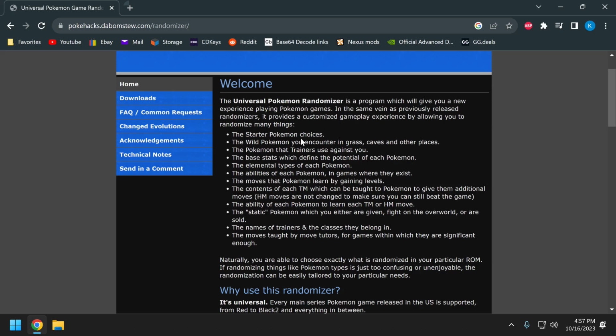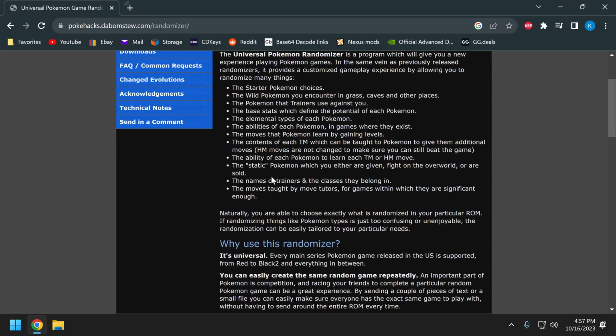Alright, so there's a whole bunch of things you can randomize. You can randomize your starter Pokemon. You can randomize wild Pokemon that you see. You can randomize Pokemon that trainers are using. You can randomize stats. You can randomize the types of Pokemon, basically like turning one type to another. You can randomize the abilities in Pokemon in the later games. You can randomize the moveset that they learn. You can randomize TMs, which Pokemon can learn TMs, which Pokemon can learn HMs.